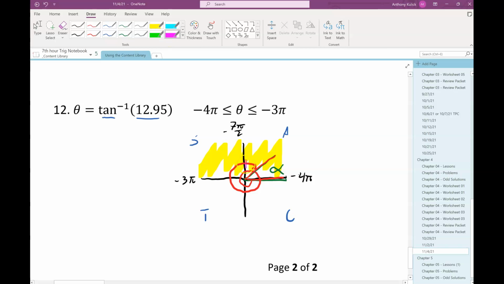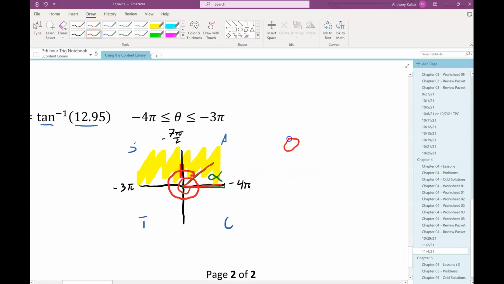Since theta was negative and the last axis we passed was vertical, what are we going to be doing this time? Adding or subtracting? Yeah, this is an adding. If theta was positive, we'd be subtracting. And what are we going to be adding to? The other end of the x-axis that makes up alpha. So negative 4 pi. And alpha in our case is tan inverse, absolute value 1295.